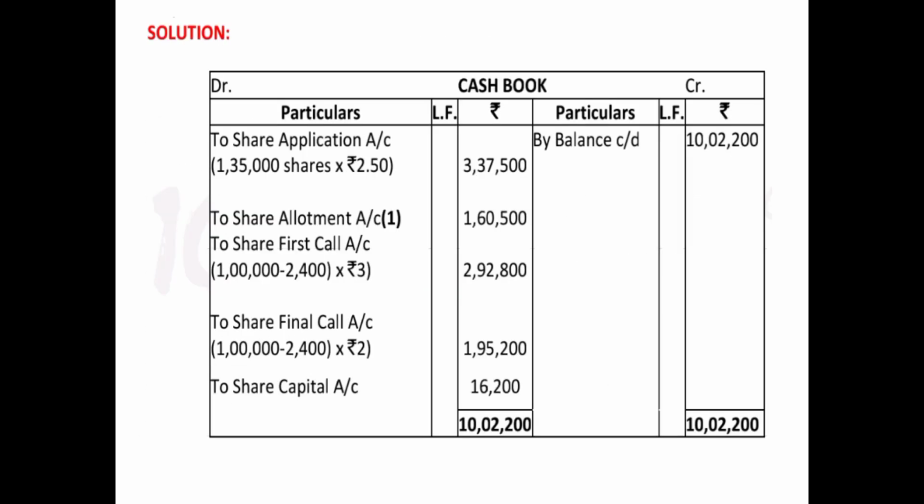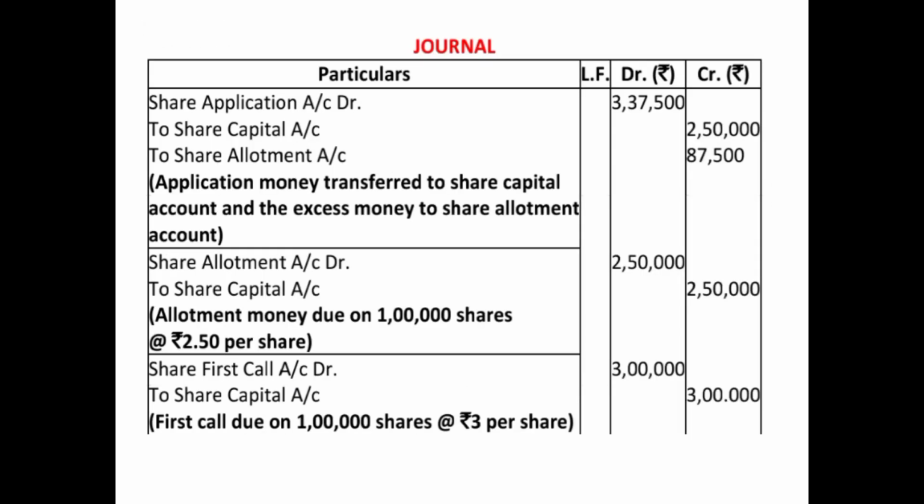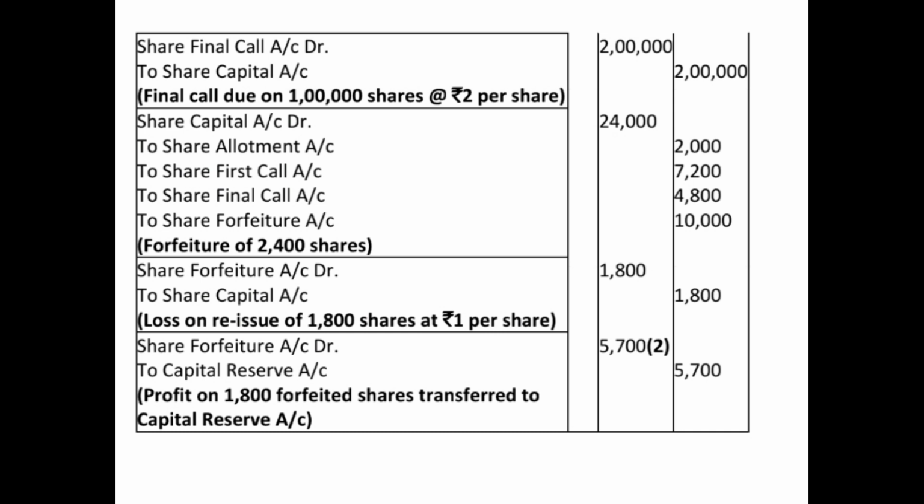So we will record it on the debit side of the cash book to share capital account 16,200. And 1 rupee discount will be adjusted from share forfeiture account. So we have passed the entry share forfeiture account debited 1800, that is 1800 shares into 1 rupee of discount, to share capital account 1800. And then whatever the amount of forfeiture of these reissued shares is given, that will be transferred to capital reserve. So we will pass the entry share forfeiture account debited 5700 to capital reserve account 5700.